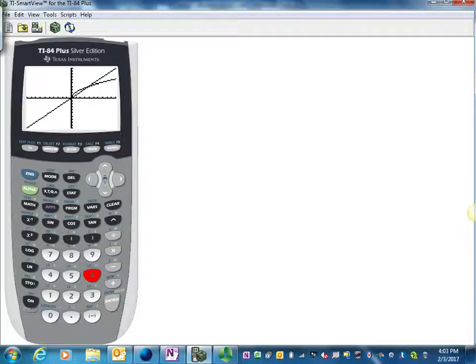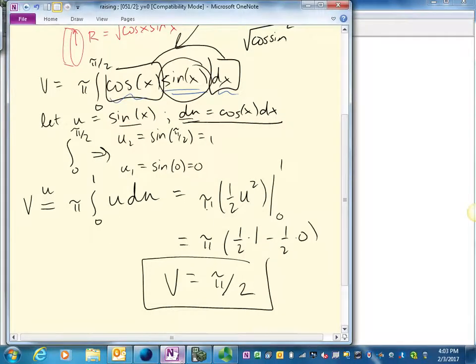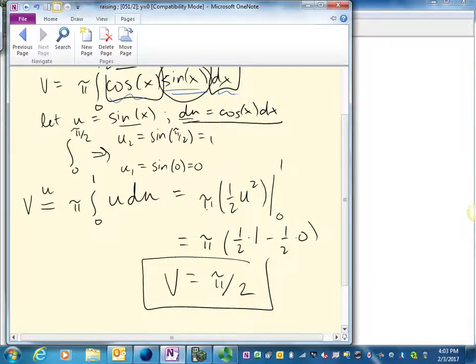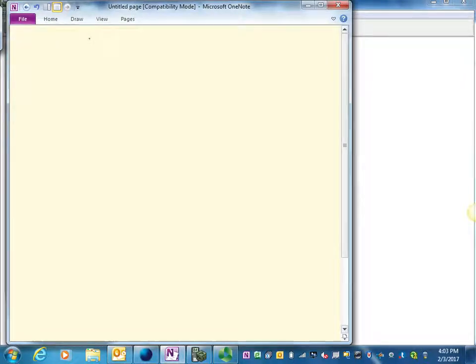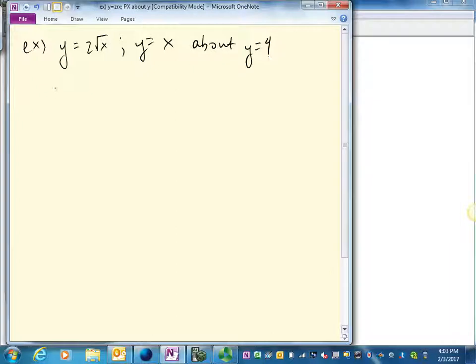And you can see I get this little shape there. Let me draw that on my screen. So let me give ourselves a new page. For this one, you saw the two, but let me write the two functions for you. For this example, I wanted to do one around a different axis. So I have y is equal to 2 radical x, and y is equal to x. And we're going to revolve this about the y equals 4 axis.